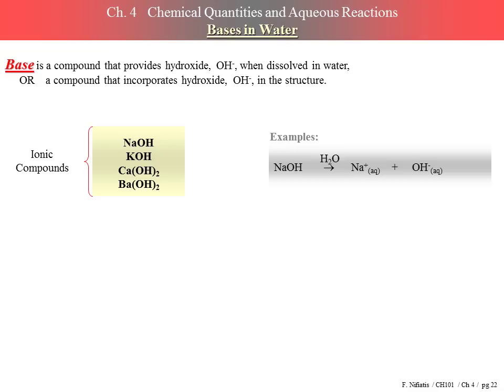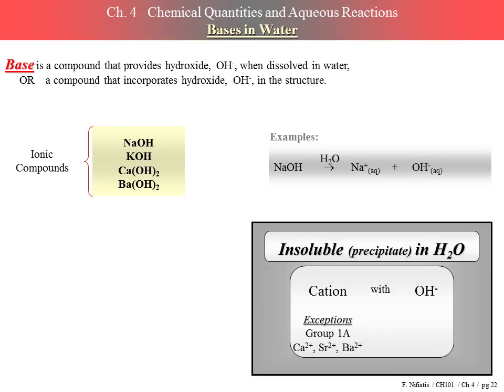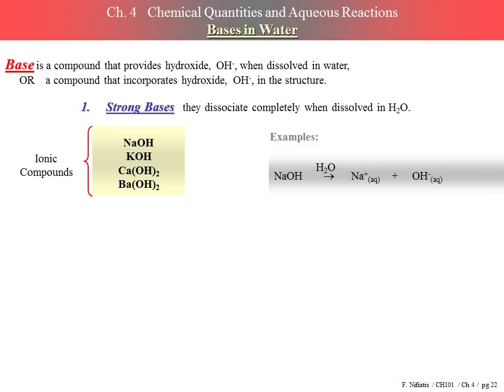Here are all the ionic bases, some examples of the ionic bases that are water soluble, so they conduct electricity. These are the strong bases.